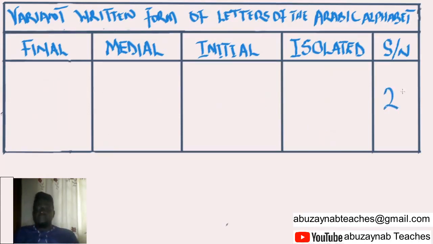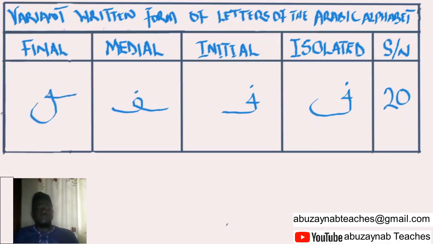The 20th letter of the Arabic alphabet is Fa, and this is how it is written in its isolated form. The initial form of Fa is written this way. The medial form of Fa is written this way, and the final form of Fa is written this way.